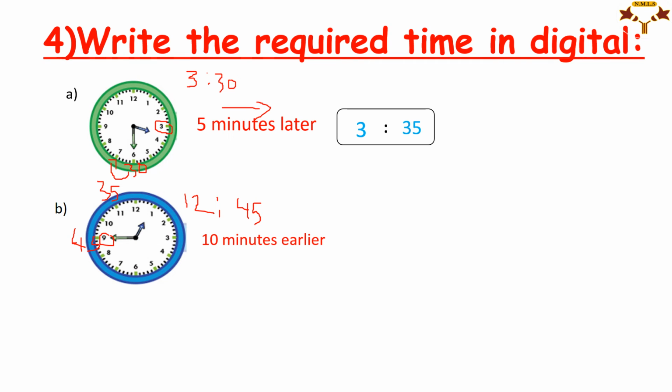If I want to know the time 10 minutes earlier, before 10 minutes, okay, then we go back 10 minutes. 45 will be 40 at 8, and another 5 minutes we will be at 7, and at 7 means 35 minutes. Okay, then the time will be 12:35.